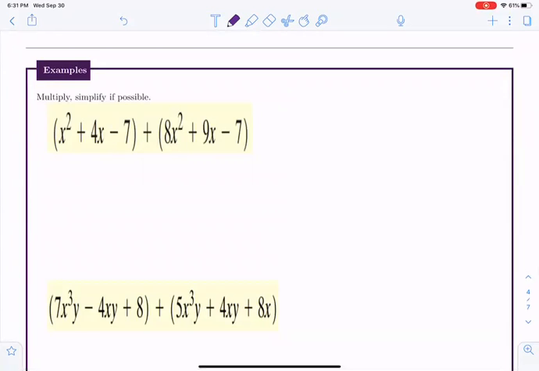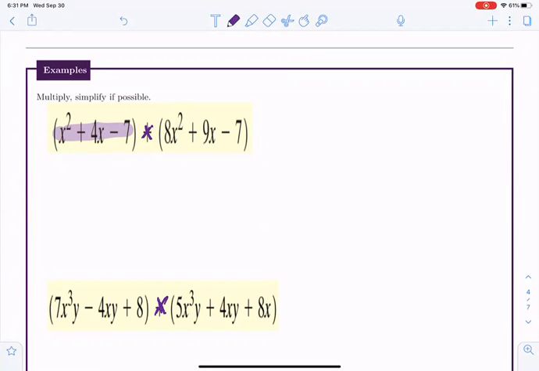They should be multiplication, not addition. Okay, so we're going to multiply and simplify if at all possible. So the key to doing this is to distribute and simplify. So I'm going to pick the first polynomial, and I see x squared, 4x, and minus 7.